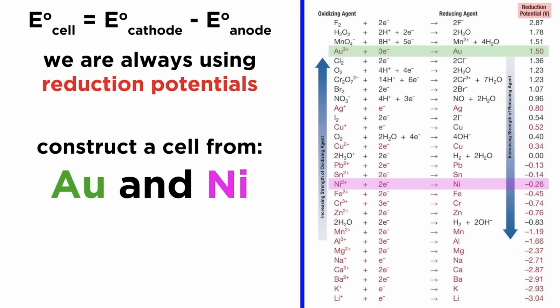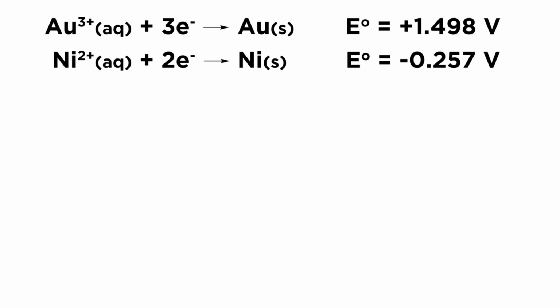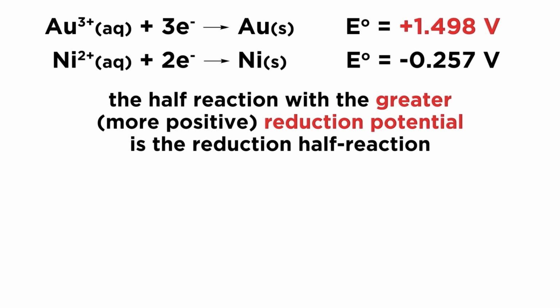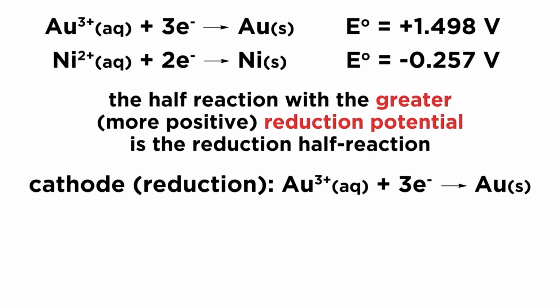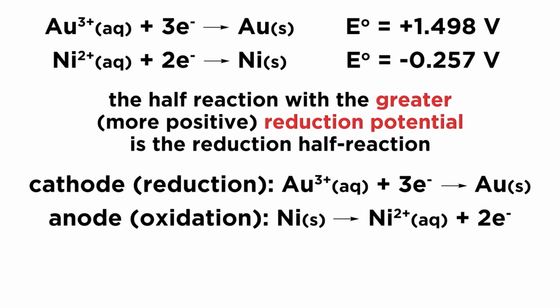For example, let's say that we were to construct a cell from gold and nickel, and we want to identify which will be the cathode and which will be the anode, and we want to calculate the standard cell potential. We can simply refer to their standard reduction potentials. Gold has a positive value for this, which means that it is a favorable process, while nickel has a negative value for its standard reduction potential, which means that it is less favorable. So gold, being the more positive value, is the one that will be reduced, so this is the reduction half reaction. Meanwhile, nickel must therefore be oxidized, so this is the oxidation half reaction. This also means that gold will be the cathode and nickel will be the anode.